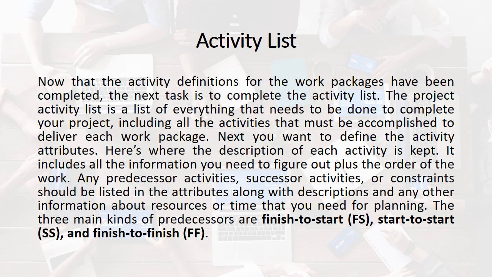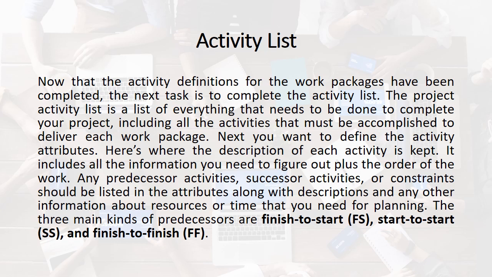Next, you want to define the attributes, where the description of each activity is kept. It includes all the information you need to figure out the order of the work. Any predecessor activities, successor activities, or constraints should be listed in the attributes along with descriptions and any other information about resources or time that you need for planning.